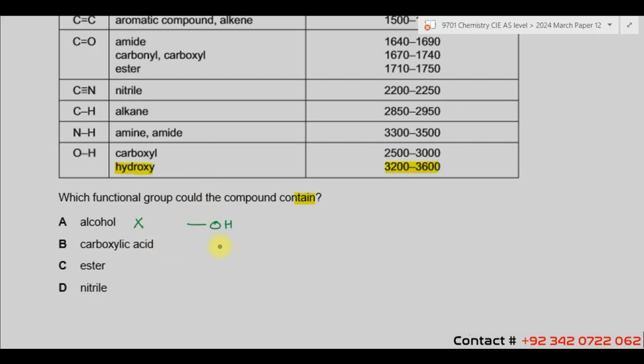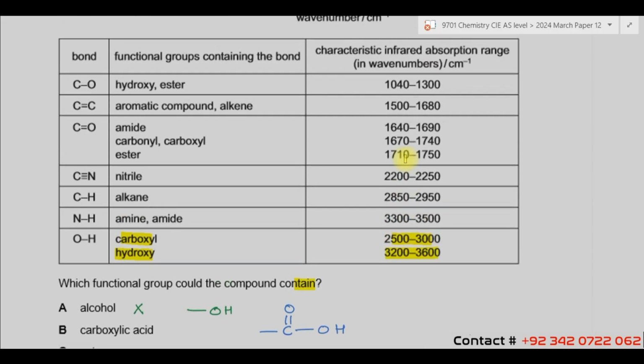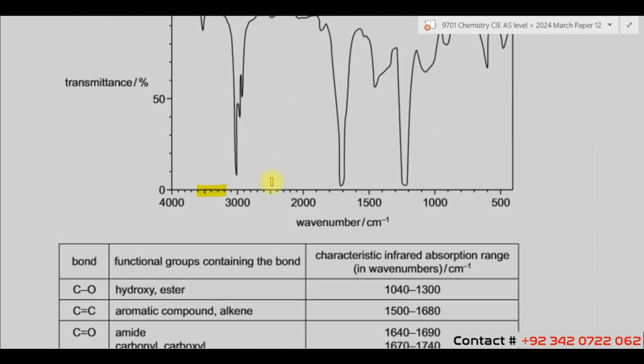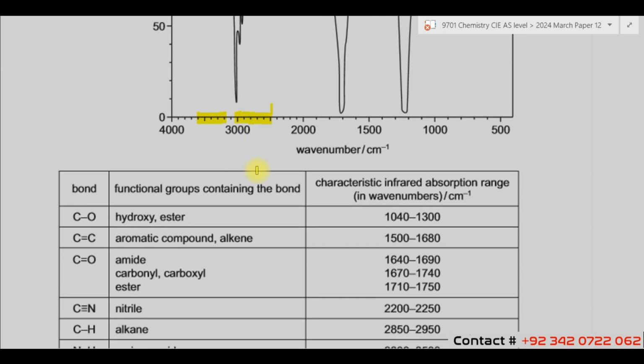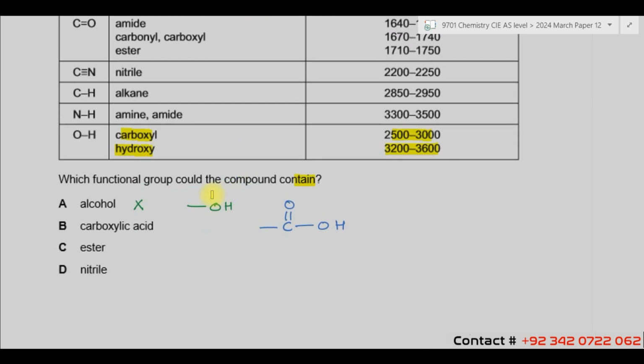Carboxylic acid is C double bond O, OH. So there is a carbonyl peak and there is an OH peak. The OH peak for carboxylic acid should be this one. It is a broad peak between 2500 to 3000. There is no broad peak, so it is not carboxylic acid.